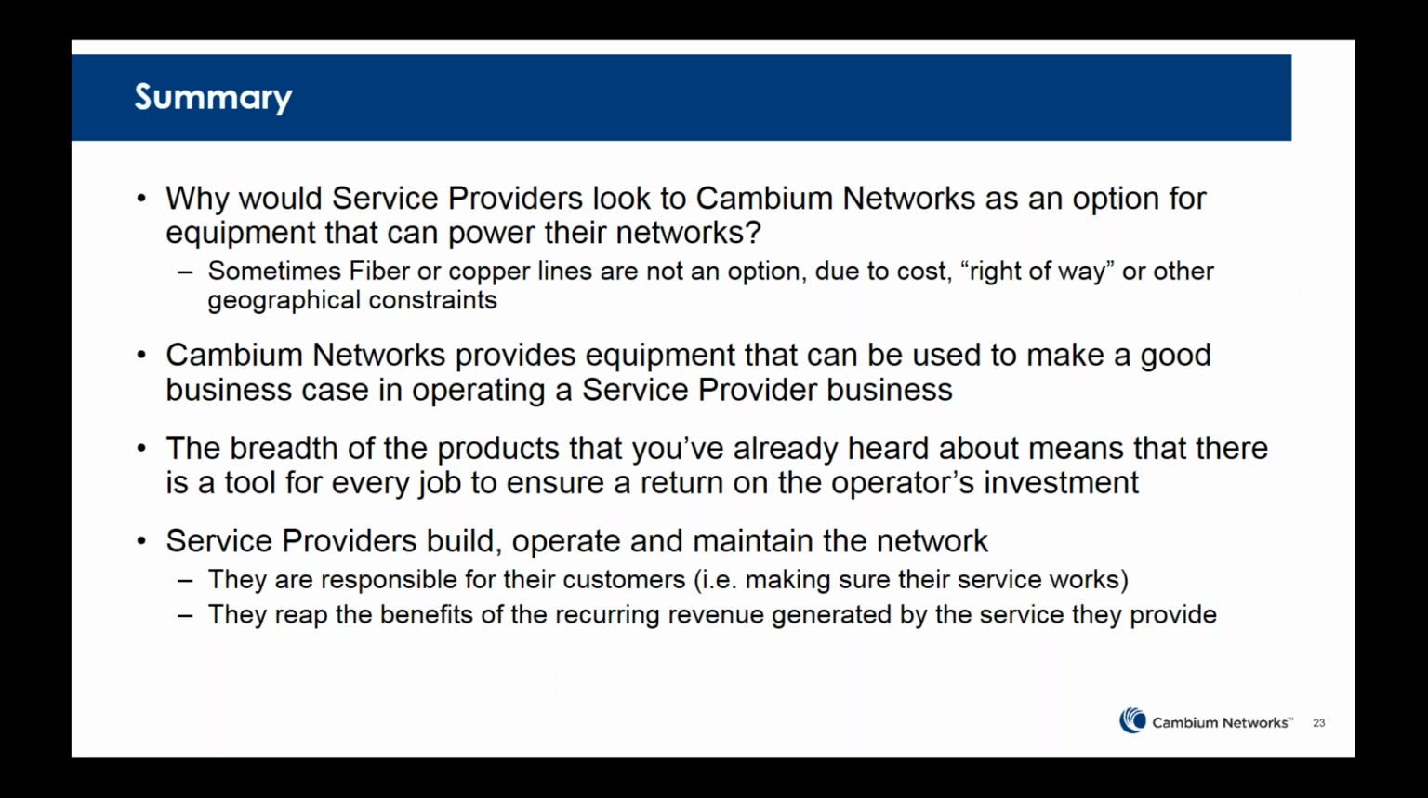So in summary, why would service providers look to Cambium to provide equipment? Because sometimes fiber and copper are not cost effective. In fact, the further apart the houses get, the more that becomes true. Sometimes it's right-of-way issues. I've had private networks that were much cheaper to connect wirelessly because a rail line ran through, and right-of-way through a rail area can be very difficult. Sometimes it's geography, a river, a lake, something like that. That makes it easier to just put in a wireless network to get the job done.